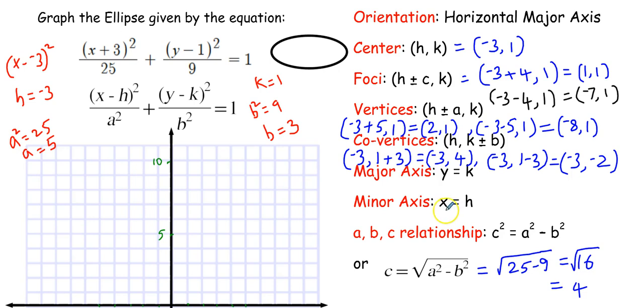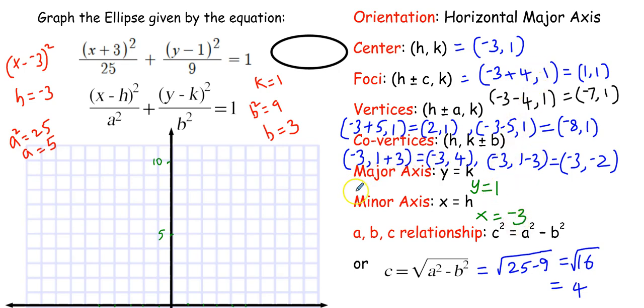Okay. Now the equation of the major axis is y is equal to k. So what is your k? That is 1. So I'll write y is equal to 1. That is the equation of the major axis. And the equation of the minor axis is x equal to h. So x is equal to, my h is negative 3.